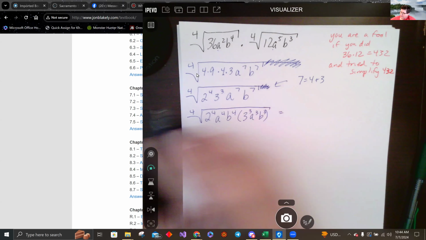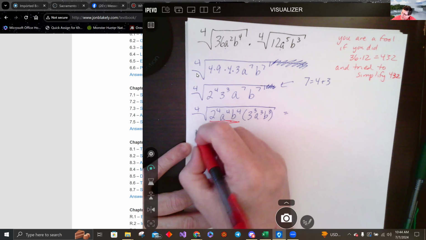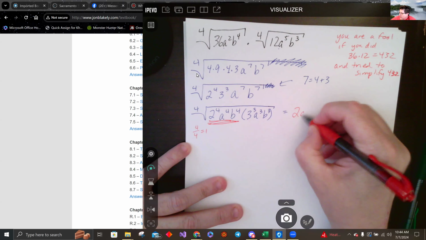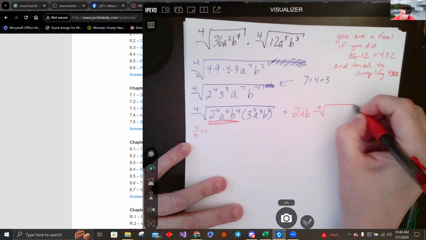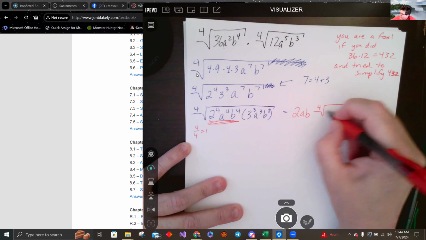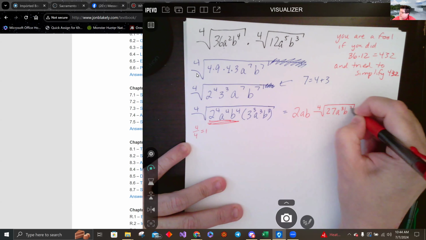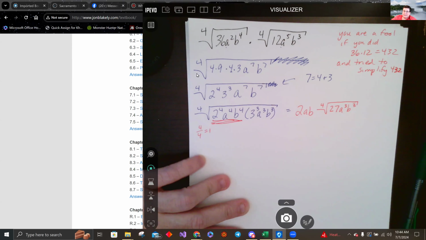These first 4, or not 4, first 3 come out. They all have an exponent of 4. 4 over 4, the index is 1. So they all come out to the first power. And we're left with the fourth root. I'm not going to leave it as 3 cubed. I'm going to write it as 27a cubed b cubed. That's simplified. Multiplied and simplified.